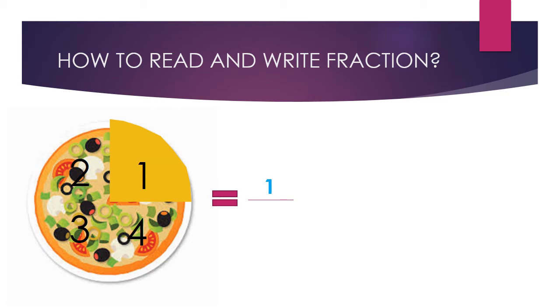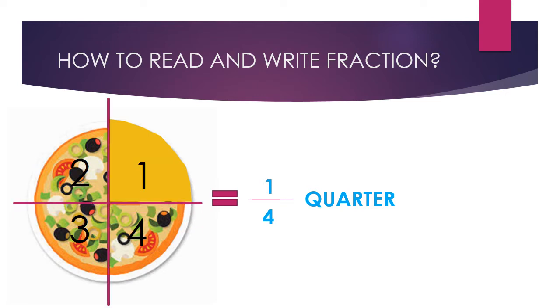If I have a pizza and I cut it into 4 pieces and I ate 1 piece, so I ate 1 over 4. So I eat only 1 piece of the total number, which is 4. So this is called quarter.